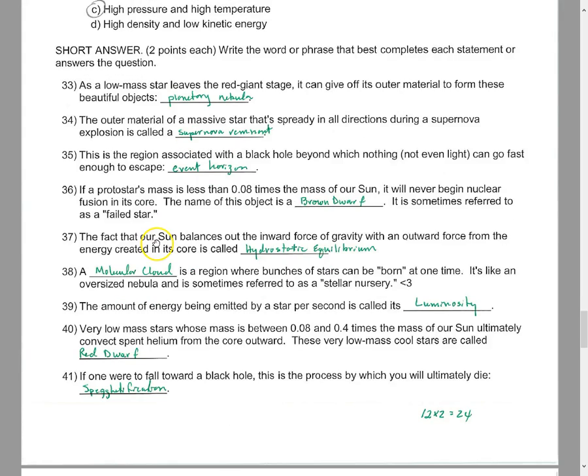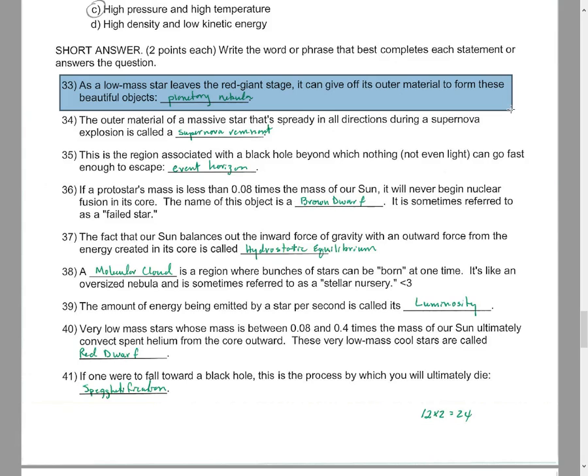Then we go into the vocab questions, and it is possible to get 1 out of the 2 points here. Question 33 says, as a low-mass star leaves its red giant stage, it gives off its outer material to form these beautiful objects. If you put nebula, I gave you 1 of 2 points. But more specifically, it's what we call a planetary nebula. Question 34, the outer material of a massive star that's spread in all directions during a supernova explosion is called a supernova remnant.